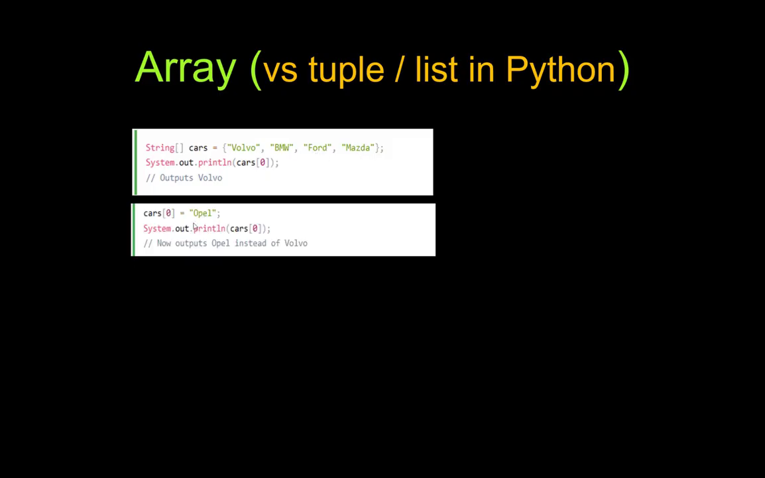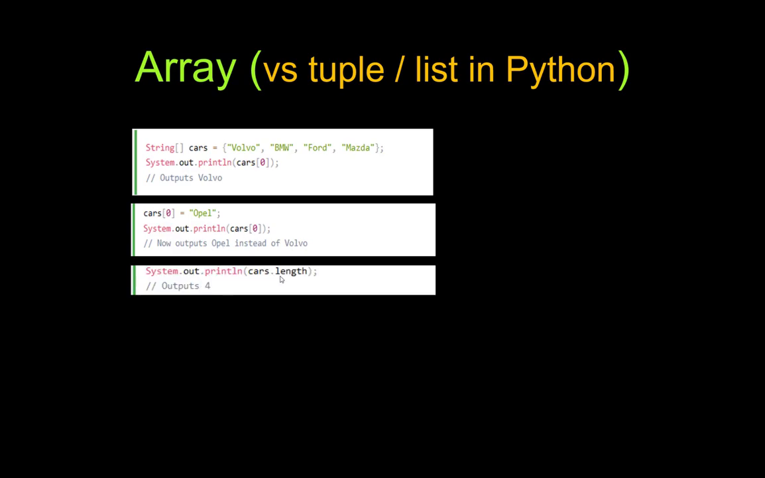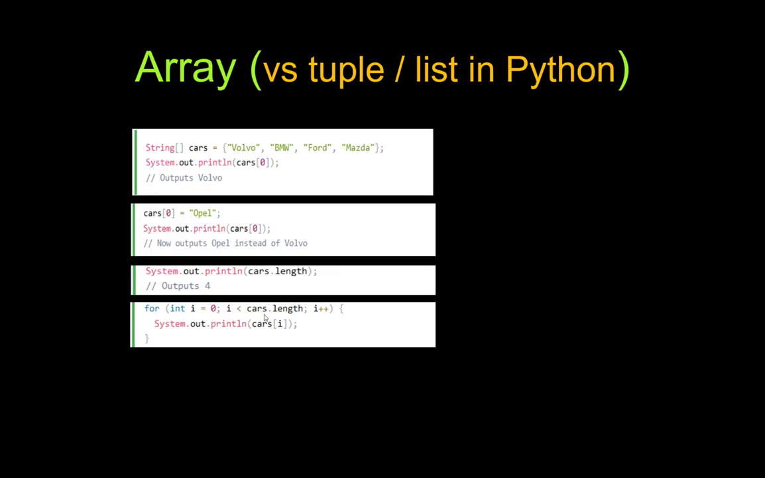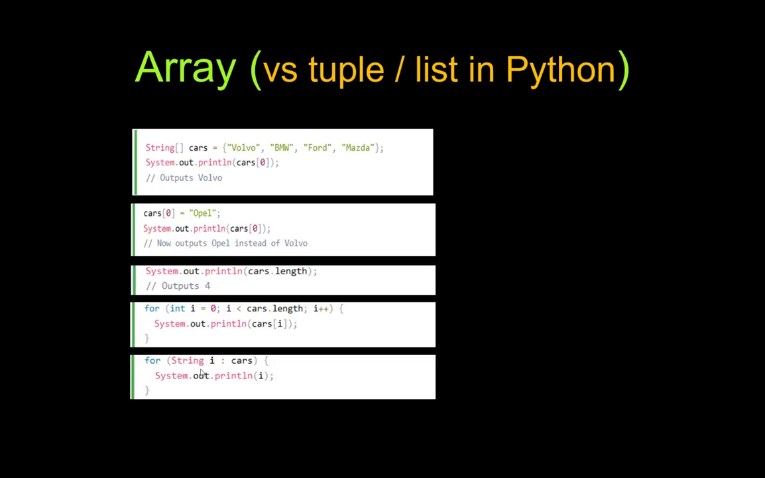We can actually assign a string to an array. So an array is not like a tuple, which is immutable. So when you now print out cars[0], you get Opel rather than Volvo. An array has a length, as you saw. The length of this array cars is 4: 1, 2, 3, 4. And you can then use this length to print out all the elements in cars. Another shorthand to do this is to do for String i colon cars, to print each of these strings i.